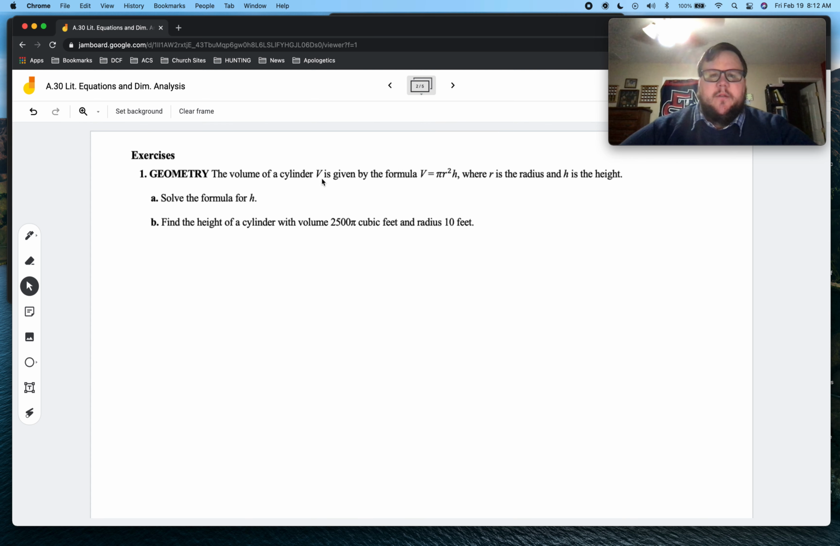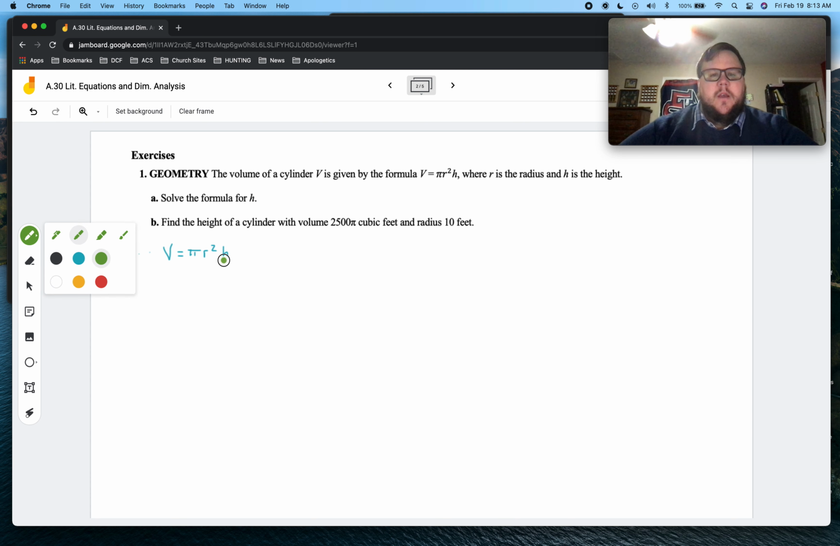The volume of a cylinder V is given by the formula V equals pi r squared h, where r is the radius and h is the height. So part A wants us to solve for h. So I'm going to rewrite it. Volume equals pi r squared h. And they want us to solve for h.